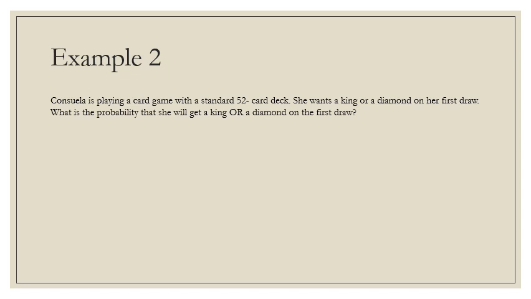Next one, Consuela is playing a card game with a standard 52 card deck. She wants a king or a diamond on her first draw. What is the probability that she will get a king or a diamond on the first draw? So this is the OR. This is where we have to use that formula. So we want the probability of a king or the probability of a diamond, and you have to subtract off the probability of king and diamond.